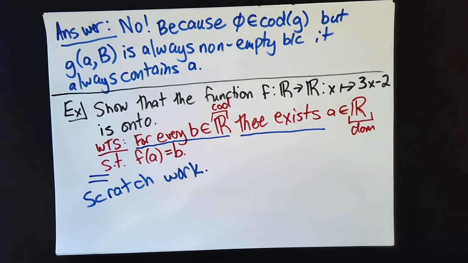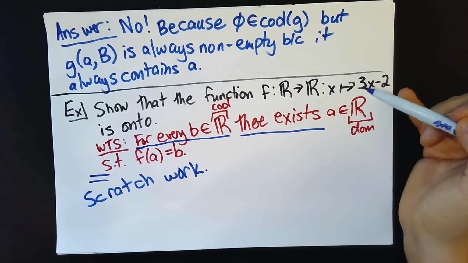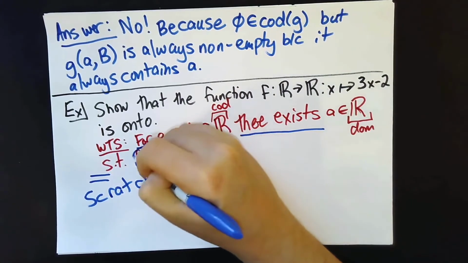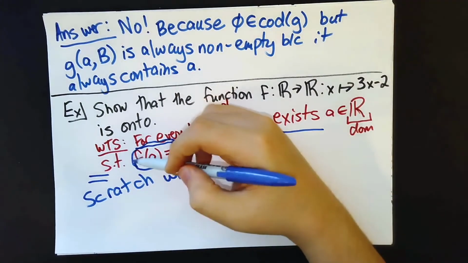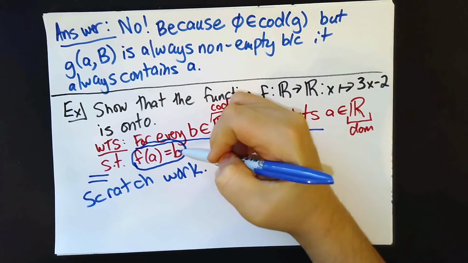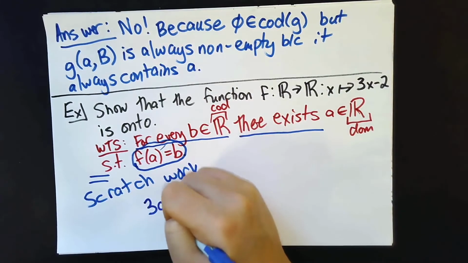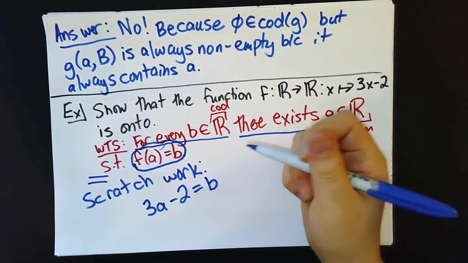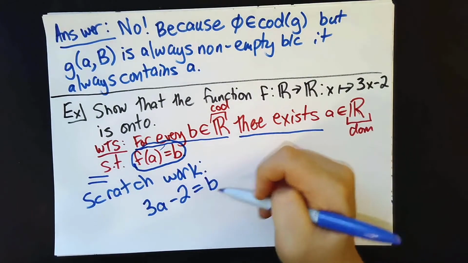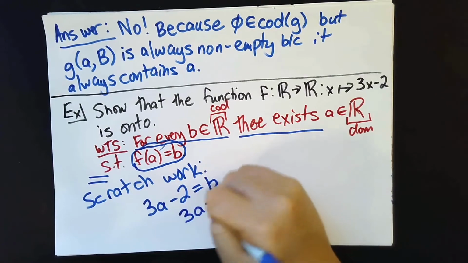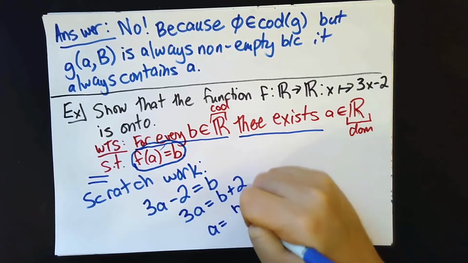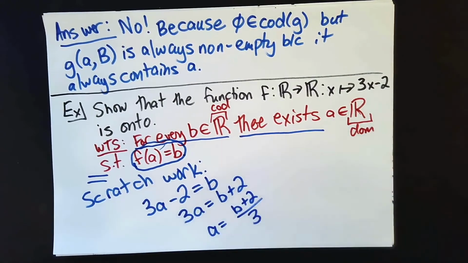And I'm going to think about what is it that I'm trying to do. Namely, I'm trying to get f of a to equal b. And I know what f of a is. F of a is 3a minus 2. And I'm trying to get that to equal b. And so what does that mean? That means 3a is b plus 2. So it means a is b plus 2 over 3.